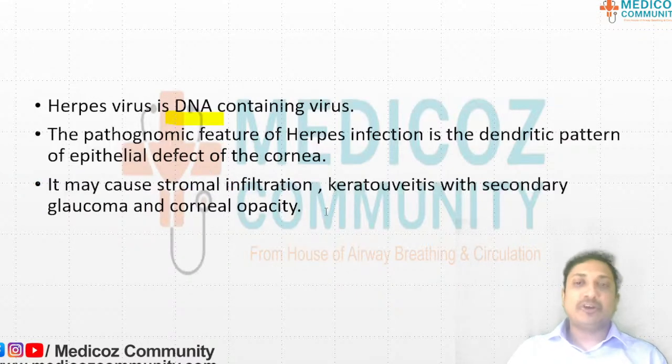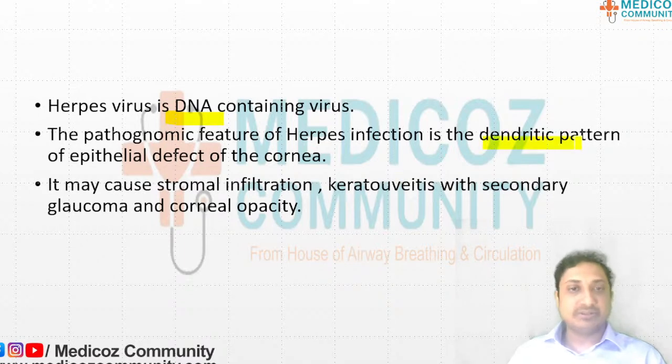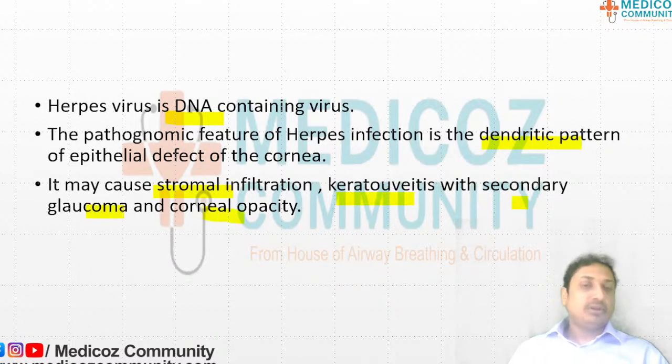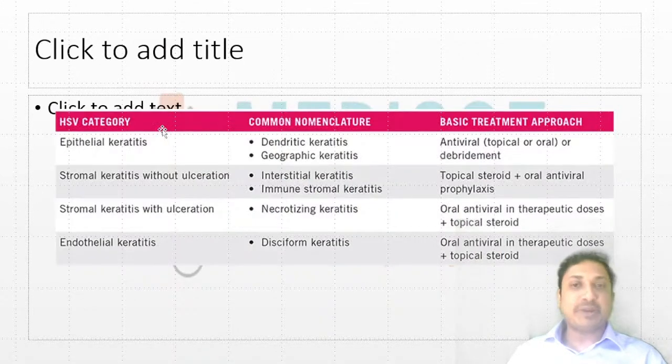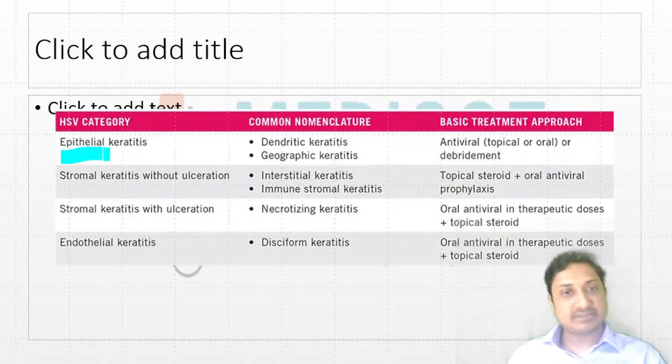The pathognomonic feature of herpes infection is the dendritic pattern of the epithelial defect of the cornea. So when the cornea is involved, you see the dendritic pattern. It may cause stromal infiltration and keratouveitis with secondary glaucoma and corneal opacity. When the corneal spectrum of herpes disease is noted, herpes can cause epithelial keratitis, stromal keratitis without ulceration, stromal keratitis with ulceration, and it can also involve the endothelium, so it can cause endothelial keratitis.